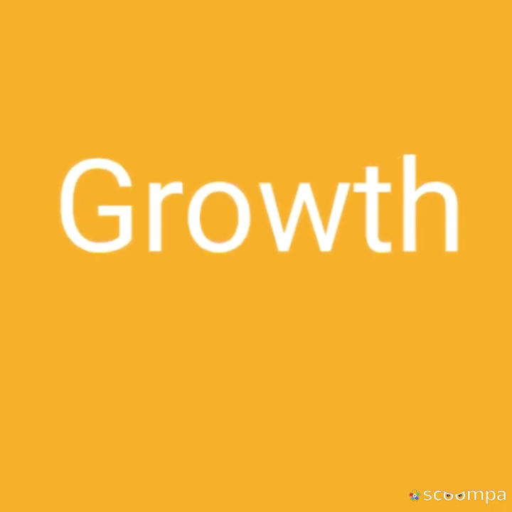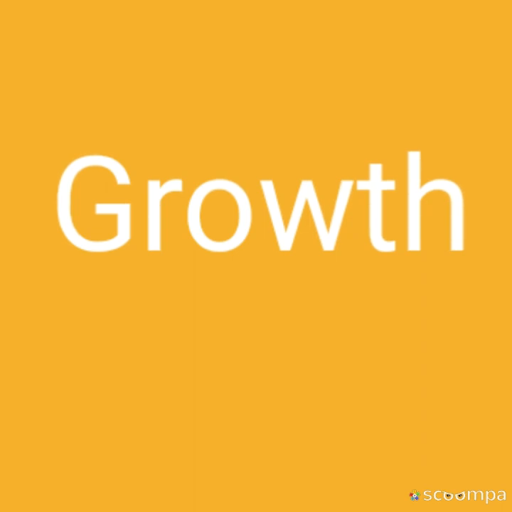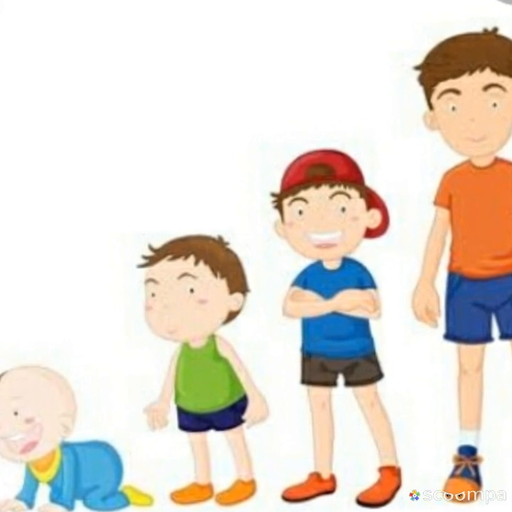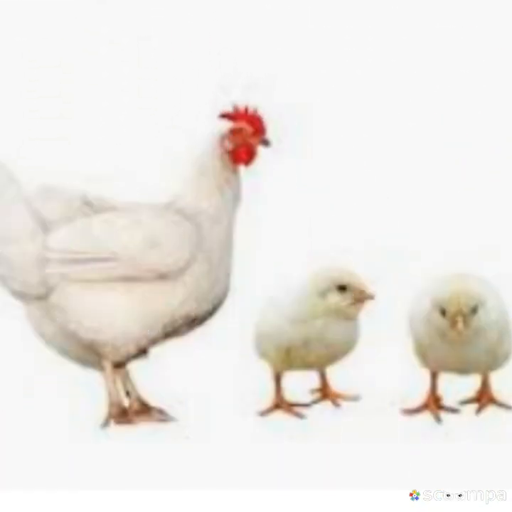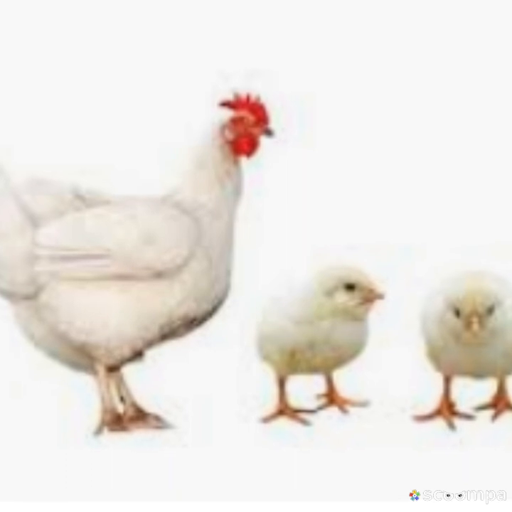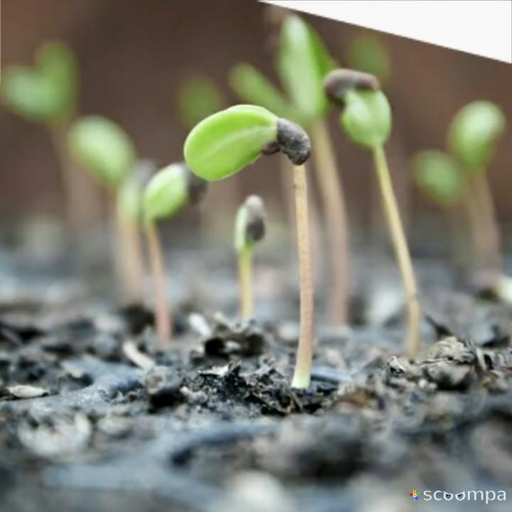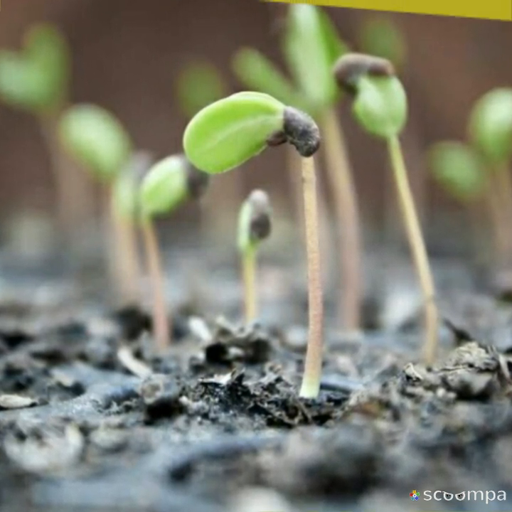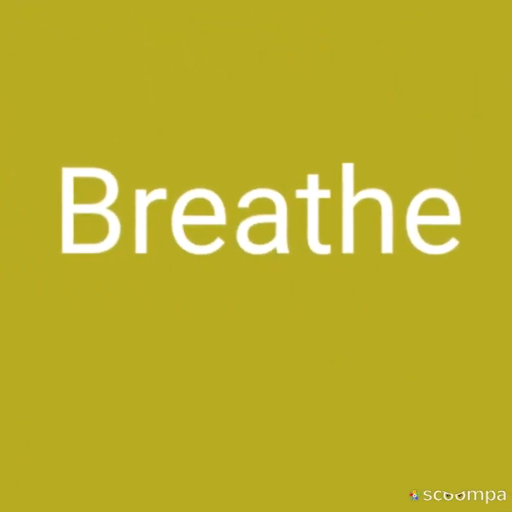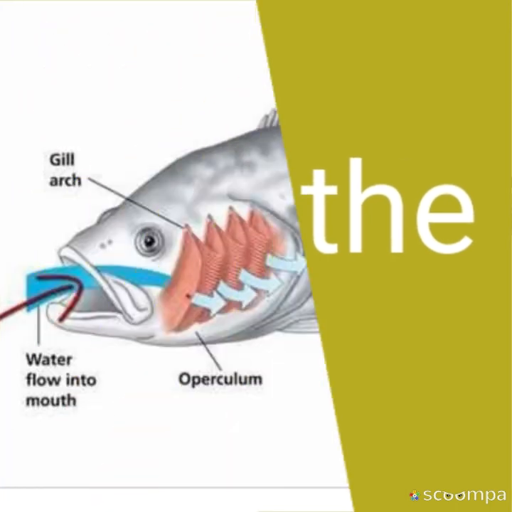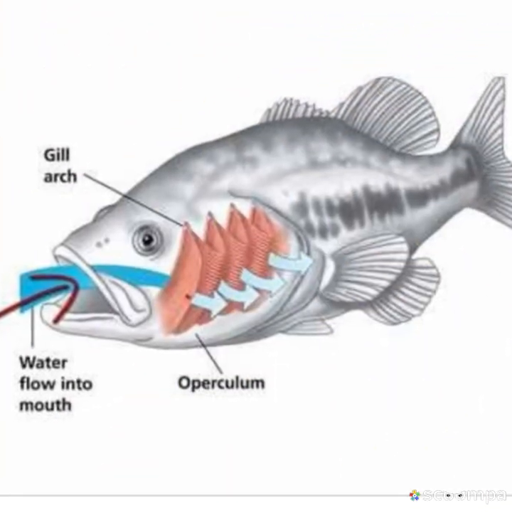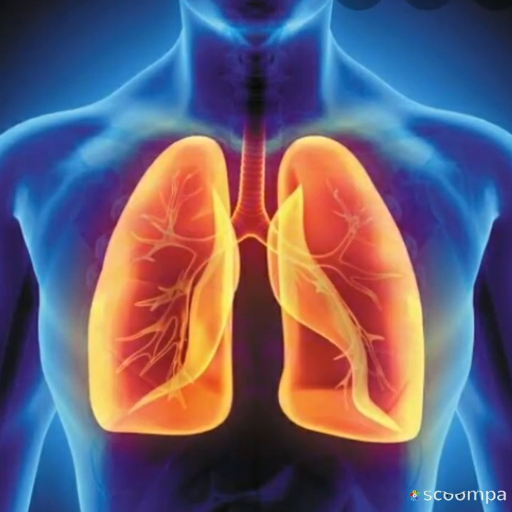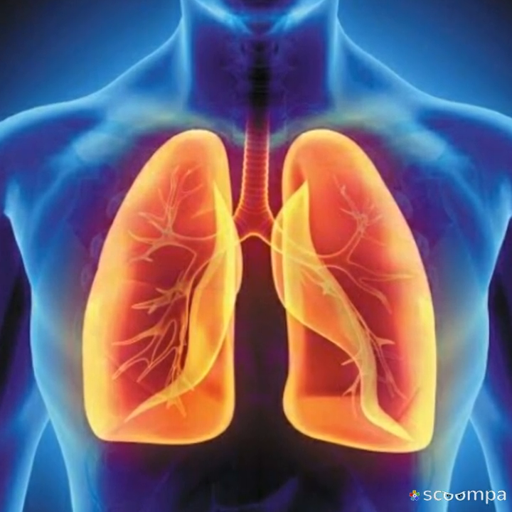Students, as we know, a baby grows into an adult. A chick grows into a hen. And a sapling grows into a plant. Animals breathe using their special body parts. For example, fish use their gills to breathe. Human beings use their lungs to breathe.